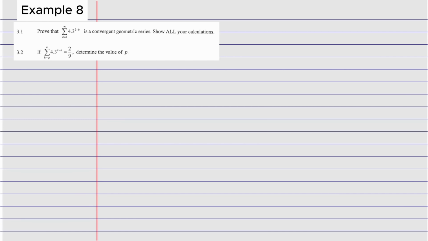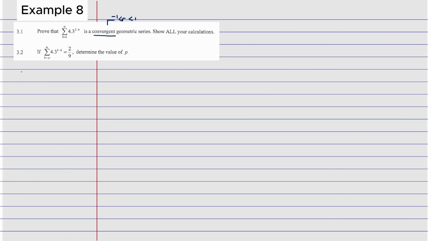So now we're going to do example 17. It says the first one: prove that the sigma starting from k equals 1 till infinity of 4 multiplied by 2 to the power 2 minus k is convergent. What does that mean? To prove that something is convergent, remember we just need to prove that r is between 1 and negative 1. That's all we need to do.